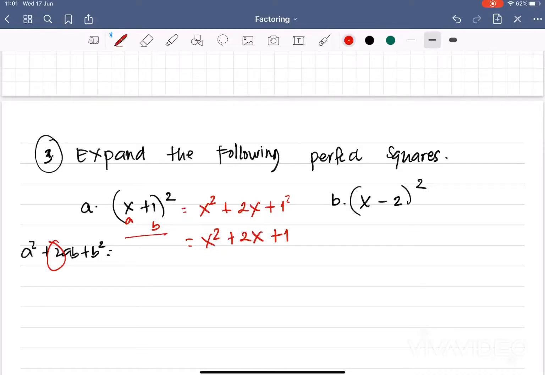For letter B, it's the same, only that it's minus in there at the middle. So the same thing we are going to do. We have a, we have b. First we square a, which is x. So we have x squared. You multiply a and b, you will get x times the constant 2 from the formula. So we will have 4x, and then plus you square the b, so we will get 4. So obviously the expanded form of that is x squared minus 4x plus 4.